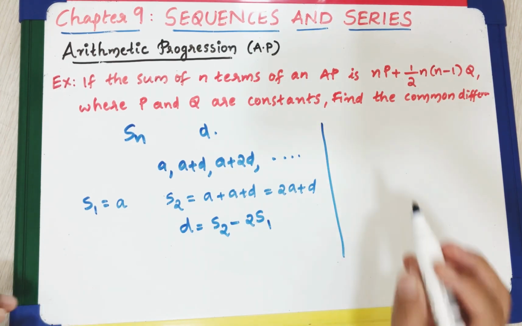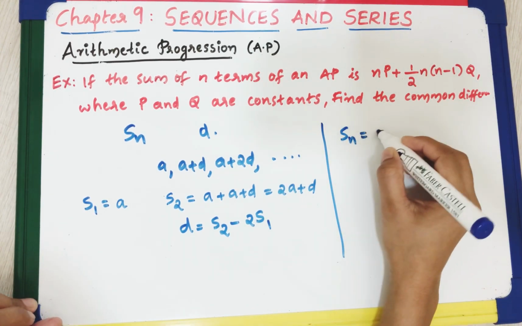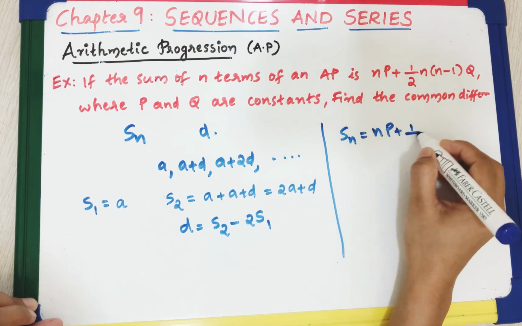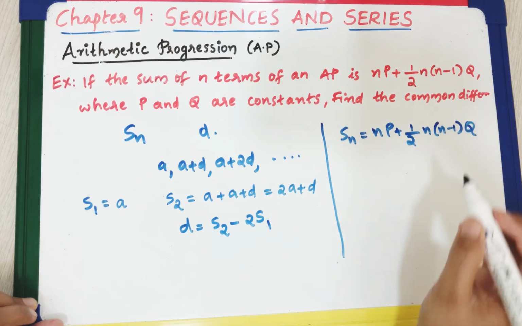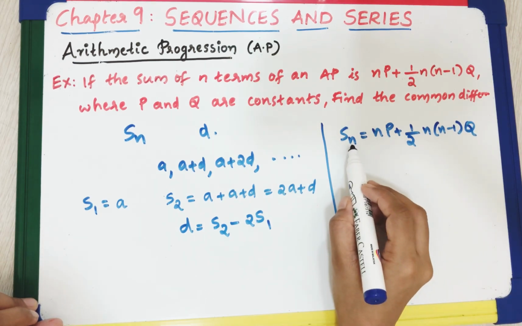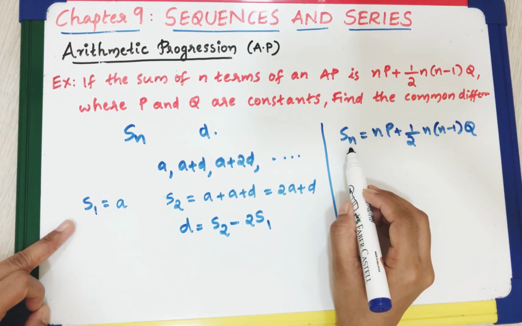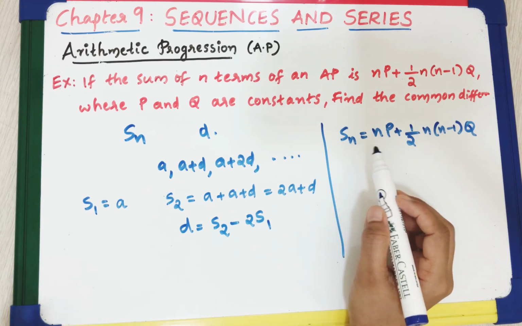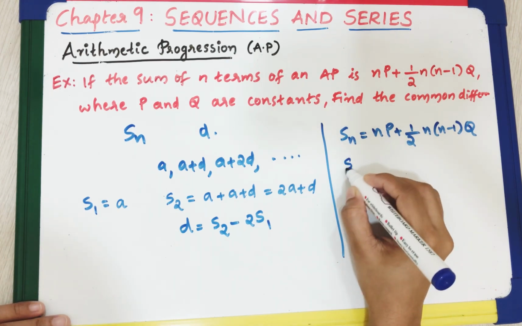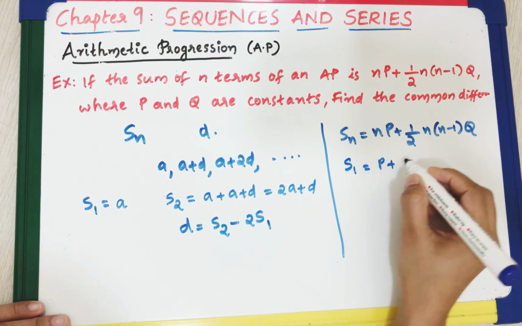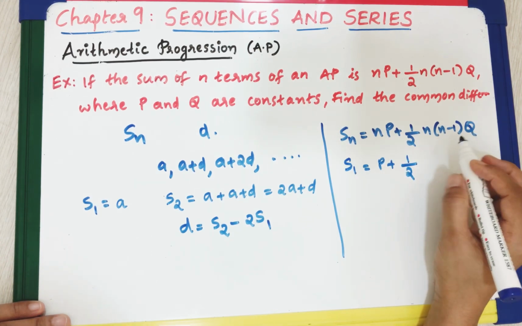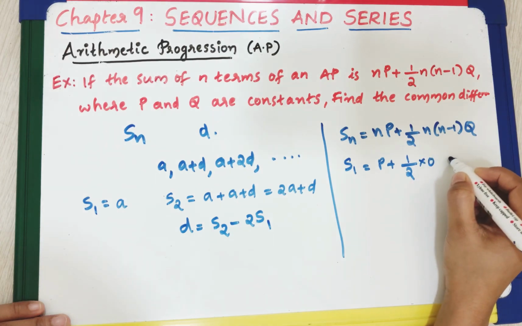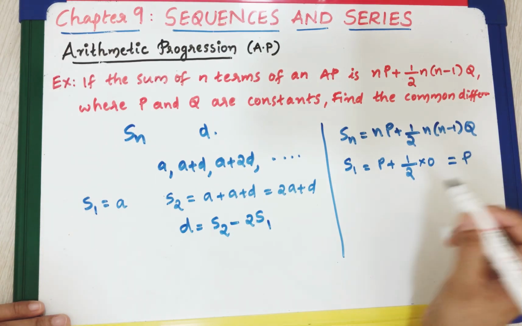We have Sn given as np plus 1 by 2 n into n minus 1 into q. Therefore, we can substitute n equal to 1 to get S1 and n equal to 2 to get S2. Now S1 is equal to p plus 1 by 2 into 1 into 1 minus 1 into q, which is equal to 0. Therefore, S1 is equal to p.